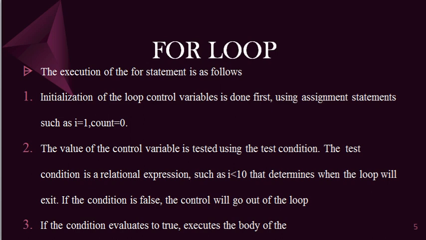Second, the value of the control variable is tested using the test condition. The test condition is a relational expression such as i < 10 that determines when the loop will exit. If the condition is false, the control will go out of the loop. Otherwise, the body of the loop will be executed.